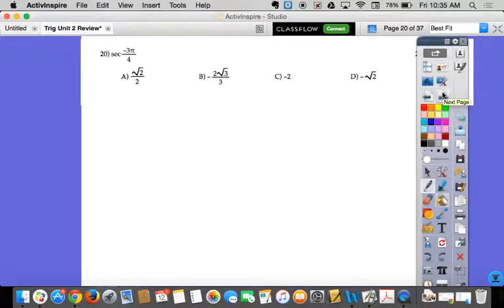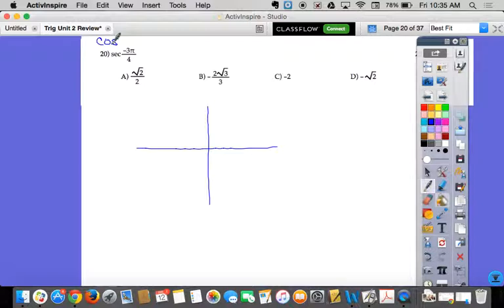All right, secant of negative 3 pi over 4. So you got two little whammies here. It is a negative angle, and it's also a reciprocal. My brain doesn't do secant. I'm going to work it as a cosine and then turn it over. Just don't forget to turn it over.